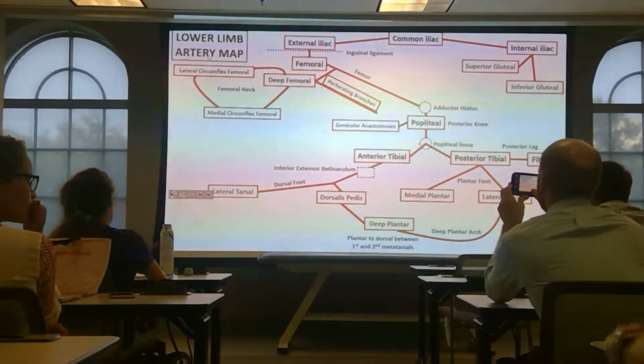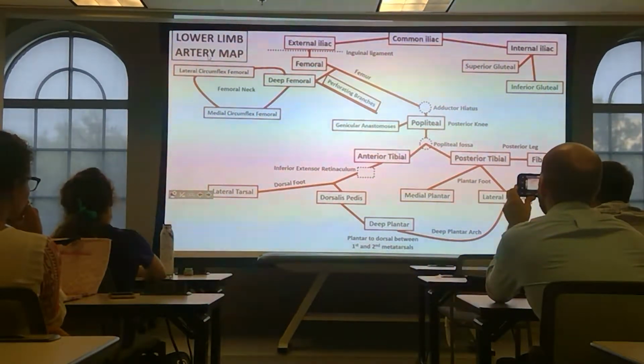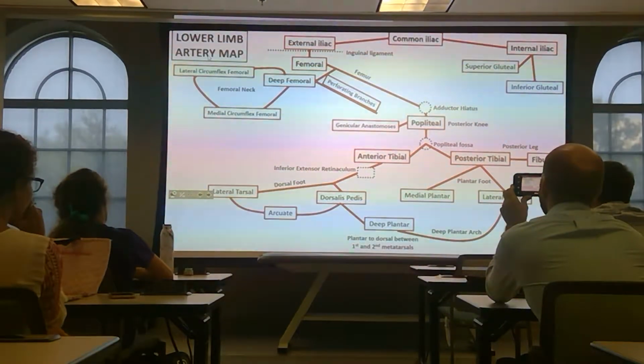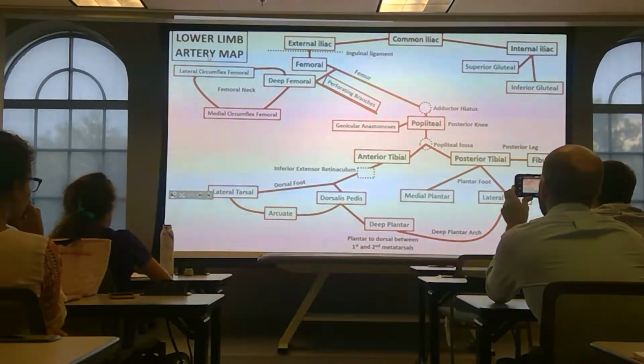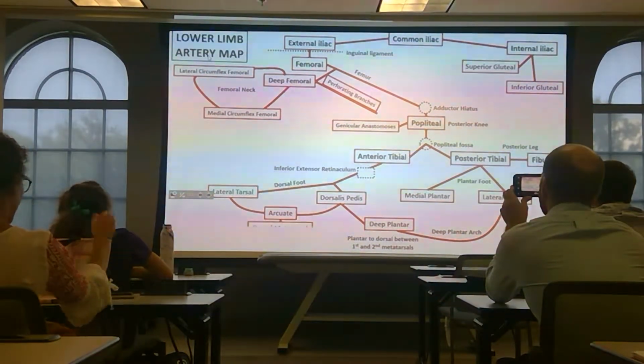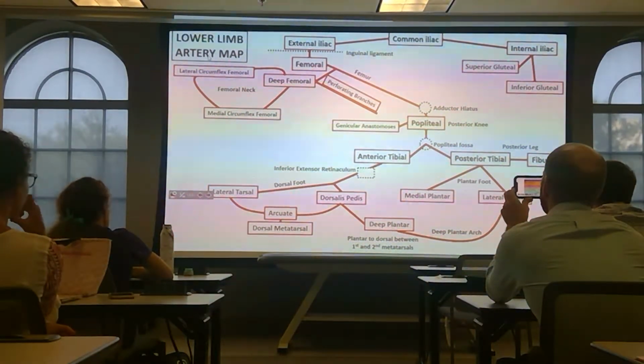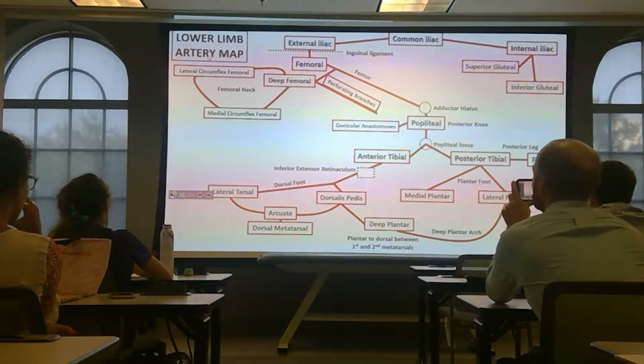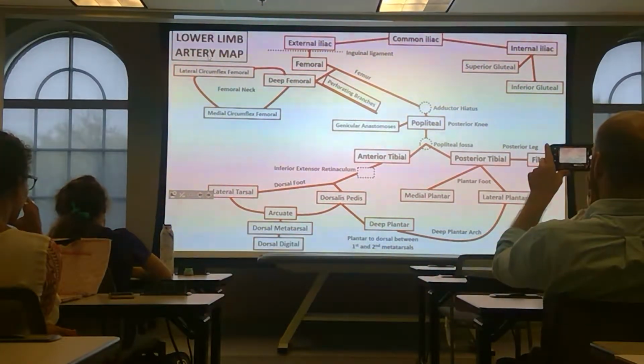So now we're coming to the top of the foot. You have the lateral tarsal branch, which goes to the lateral top side of the foot, and then that combines with the arcuate, and the arcuate is just an arch that comes over the top of the foot. And then off the arcuate come the dorsal metatarsals, which run down the long part of the foot, and then you have your dorsal digitals.